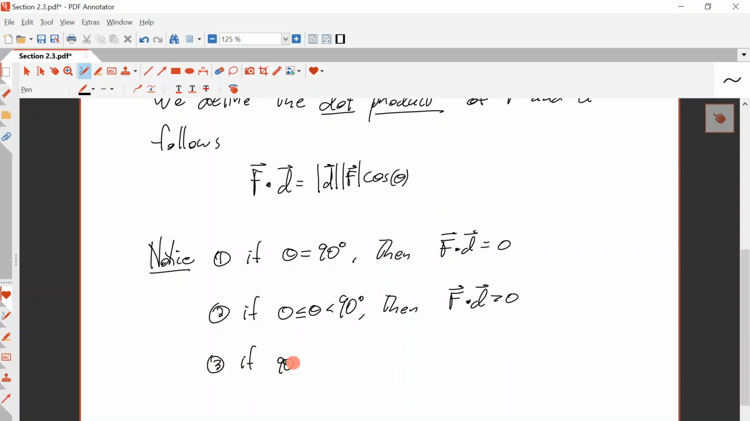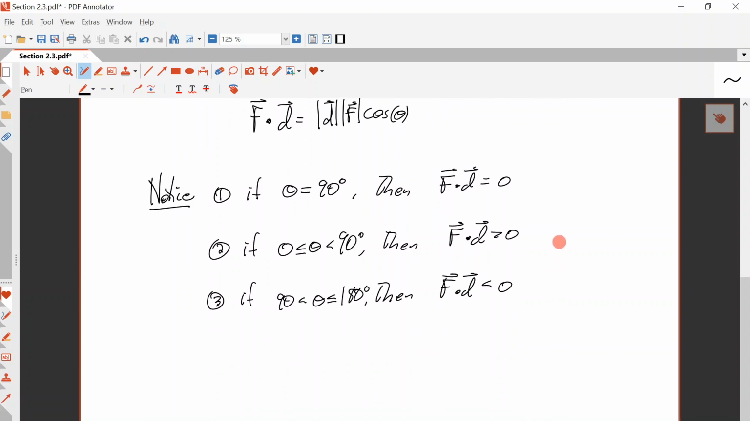If theta is strictly bigger than 90, and it's always less than or equal to 180 if you don't take the reflexive angle, then F dot D is negative, because length of D is positive, length of F is positive, and cosine theta would be negative. So the dot product being positive, negative, or 0 depends solely on the angle between them. Okay?